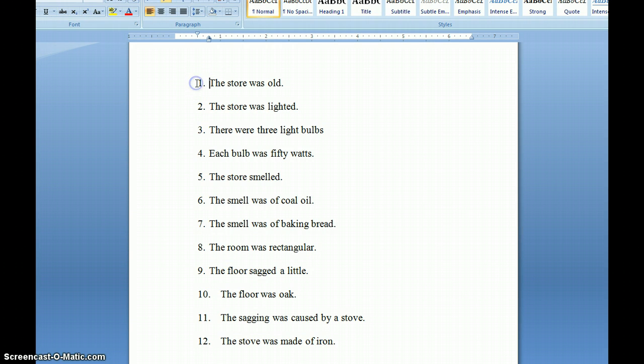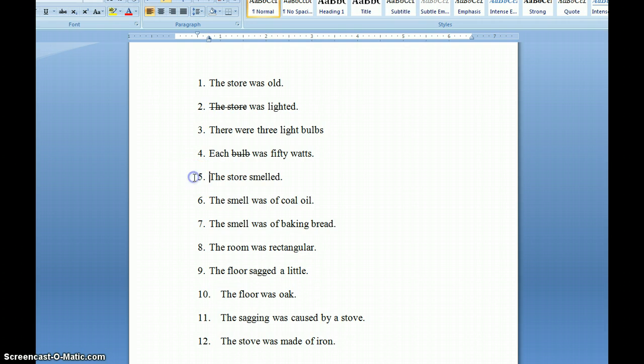We have the store was old, the store was lighted. So the store is repeated. Go ahead and cross that off. Then we have there were 3 light bulbs. Each bulb was 50 watts. So we have the word bulb repeated. We're going to cross that off.